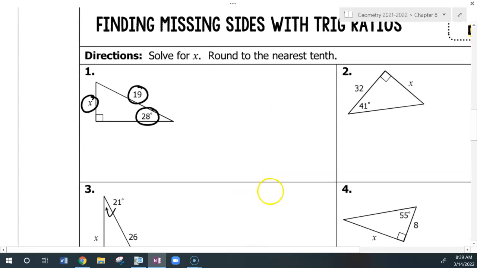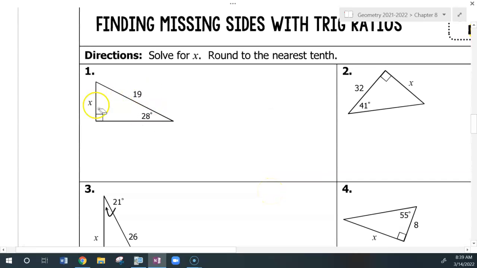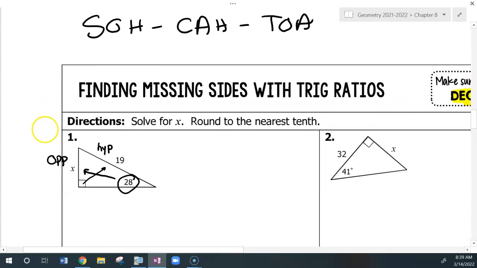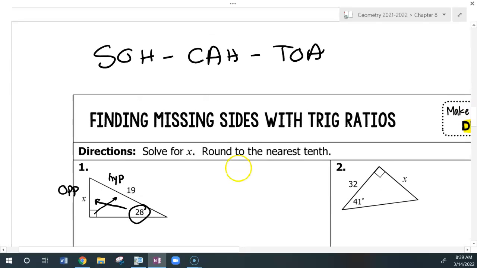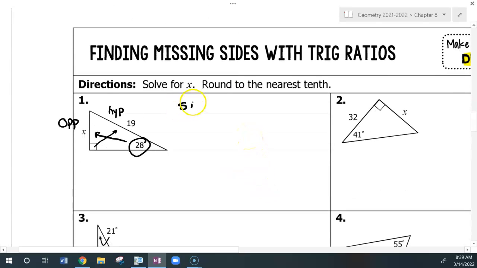So, doing this problem here, number 1, step 1, label. Now my angle is 28 degrees, so opposite of the 28 is where my x is. This is opposite. I also have 19. That's opposite the right angle, so this is the hypotenuse. So I have opposite and hypotenuse. Go to SOH CAH TOA: who has opposite and hypotenuse? The answer is sine. So I'm going to say sine of 28 equals my opposite, x, over the hypotenuse, 19. That right there is my equation.